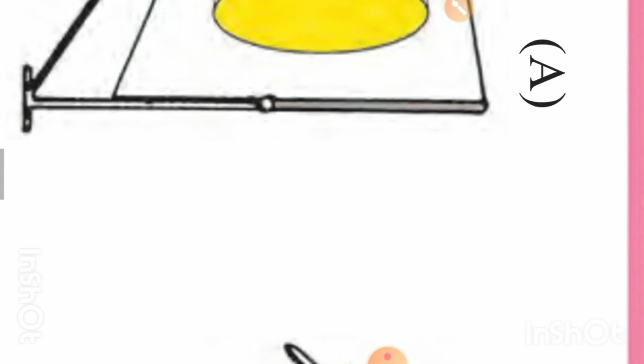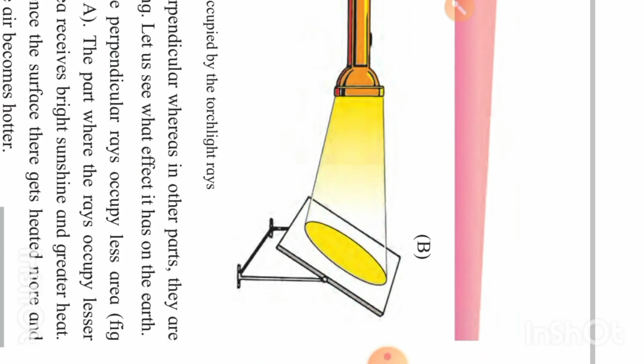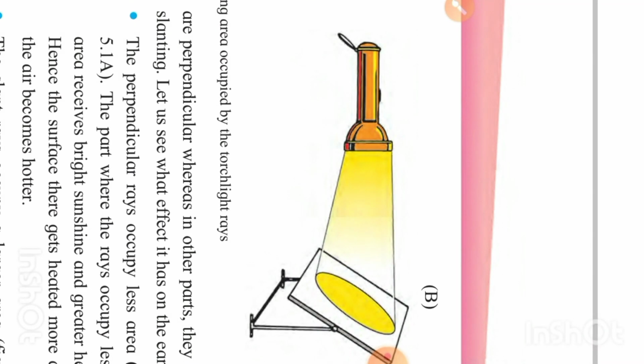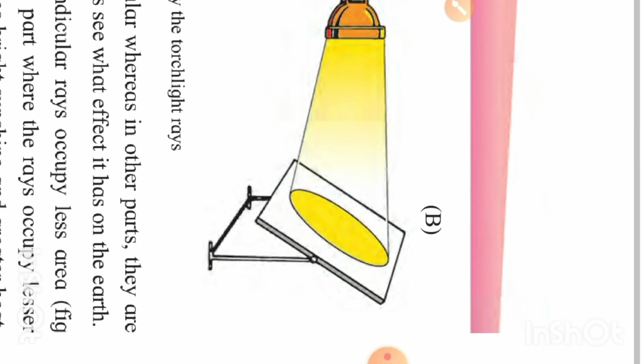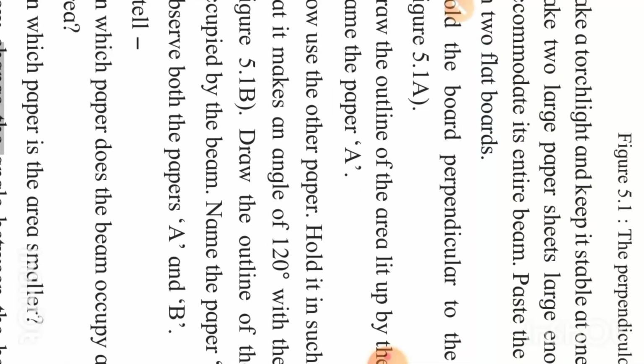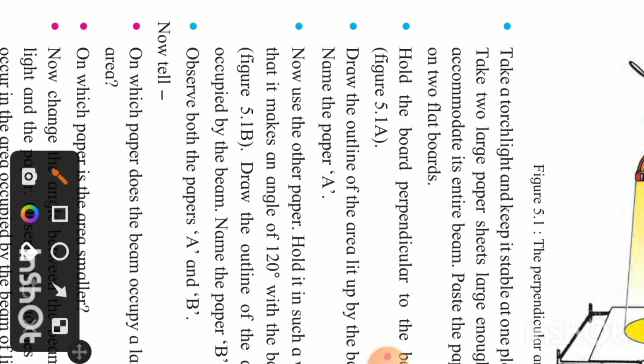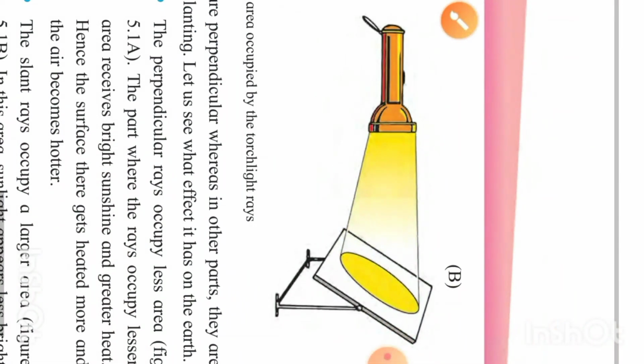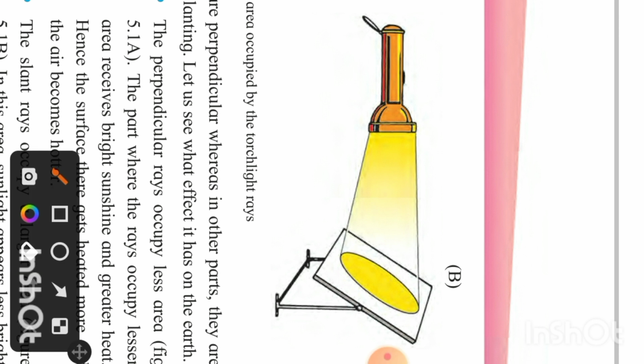But if we see the same example here in B, torch light is stable, okay, the torch is at the same position, but the paper board has been adjusted to 120-degree angle. You can see here it's written, it's been adjusted to 120-degree angle, okay. And so what do we see here? When it's adjusted to 120-degree angle, it's consuming more space in the paper board as compared to earlier.